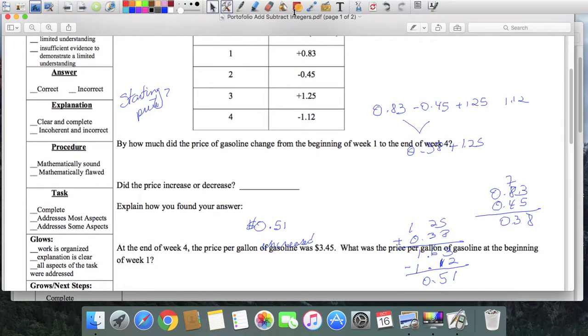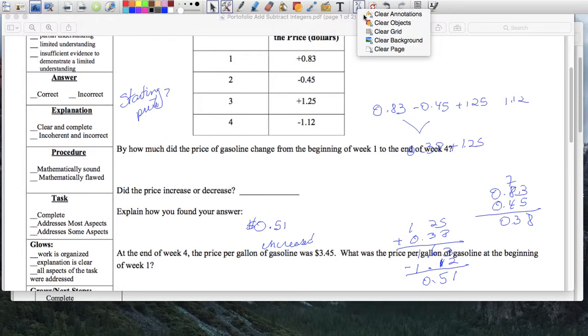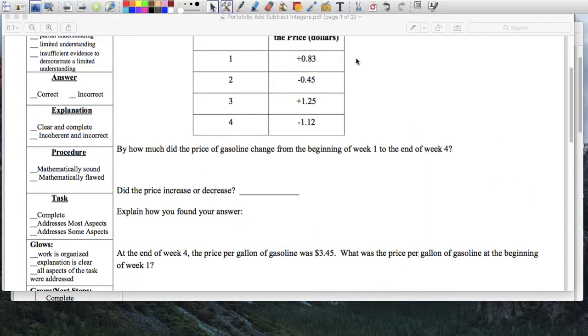Okay, so 51 cents was the net change, I guess you can say it. So it changed 0.51, it increased. Explain how you found the answer. Tell me you combined all these numbers, right? You're adding and subtracting. And at the end of week 4, the price per gallon was $3.45.